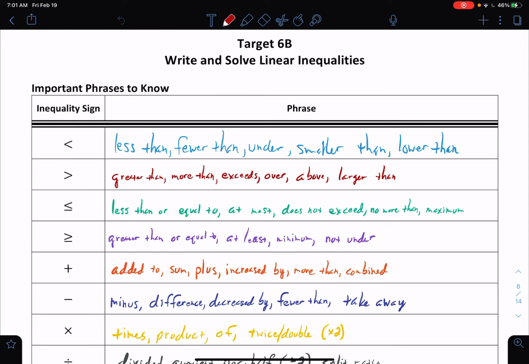Hello everybody, in this video we are going to continue working on linear inequalities, but we're going to be writing and solving them. In past videos we've just been solving, but now we've got to write some, translating the English sentence into the math sentence.